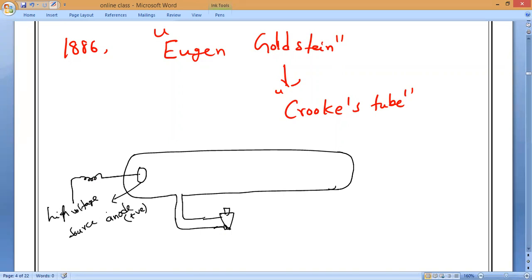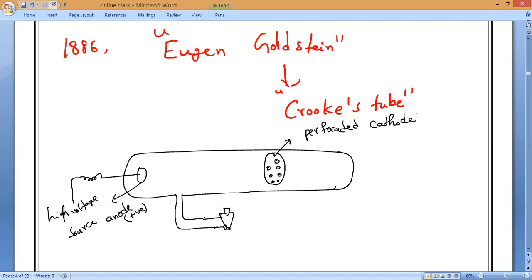High voltage source. Positive or negative? Anode. So now here we will create a negative cathode, a cathode which will have negative charge. That is what we call a perforated cathode. I will explain it, don't worry.